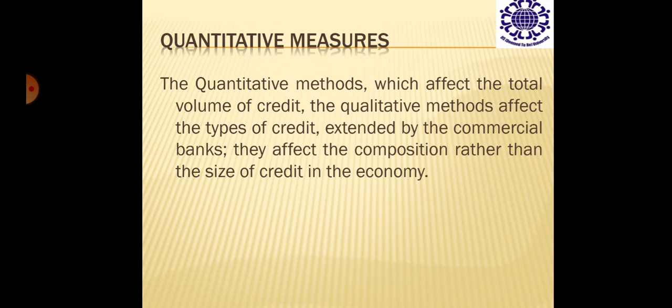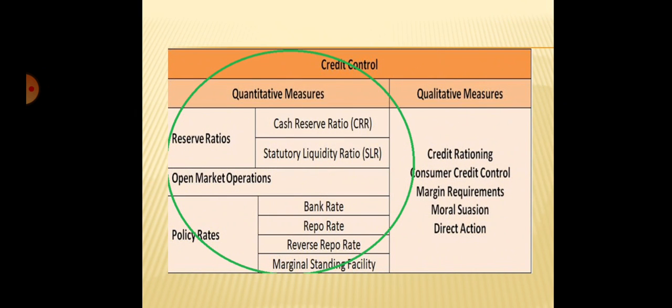Quantitative measures affect the total volume of credit, and we know that the qualitative methods affect the type of credit or the flow of credit extended by commercial banks. They affect the composition rather than the size of credit in the economy. The quantitative credit control measures include reserve ratios, open market operations, and the policy rates. So we will be discussing each and every method one by one.